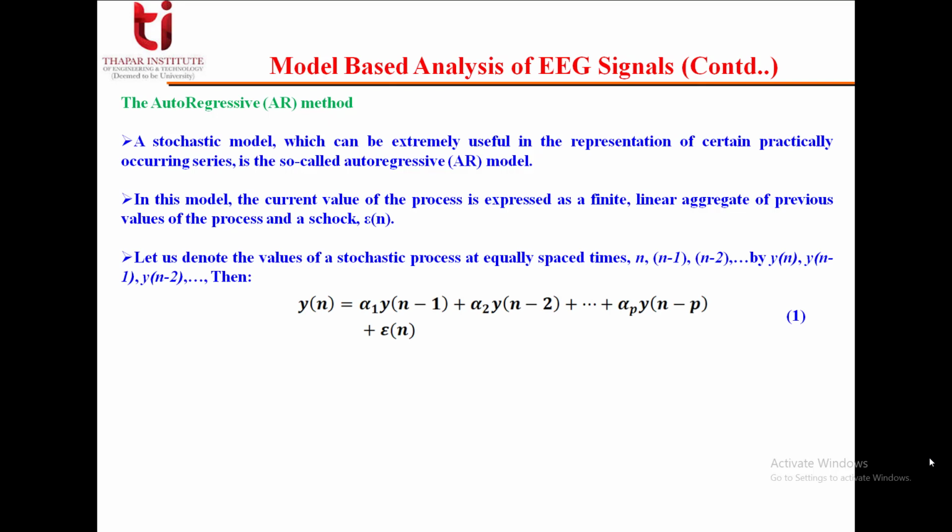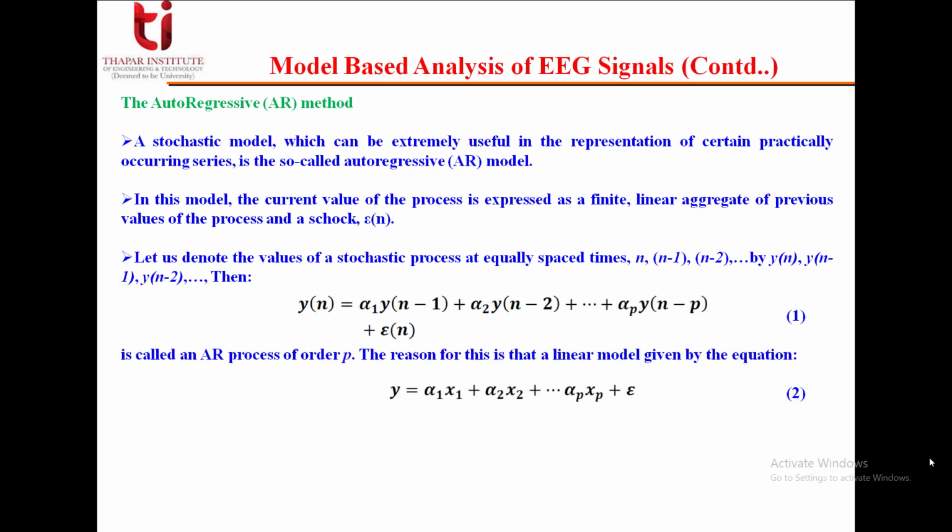Now let us denote the values of a stochastic process at equally spaced times n minus 1, n minus 2, and we are representing it by y n. So we have the time representations of y n as y of n minus 1, y of n minus 2, and so on. You can see equation number 1, that is y n equals alpha 1 y of n minus 1 plus alpha 2 y of n minus 2 up to alpha p y of n minus p, and in this we are adding epsilon n, that is a shock parameter.